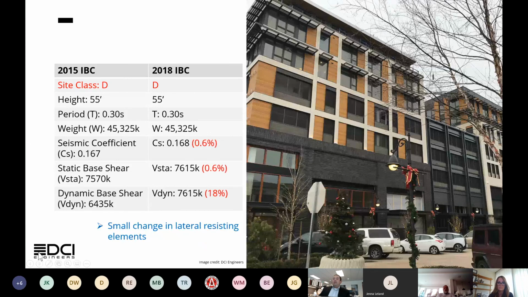Okay, doing the same study for a different type of project. This is a pretty common podium type of project with 5 stories of cold form over a 4-story concrete podium. The concrete podium being 55 feet tall. This was located in a site class D location. So 55 feet, again, is kind of being on the shorter side of the building range. So you can see, again, the difference from one code cycle to the next is actually not very significant, even including that amplification factor of the analysis.